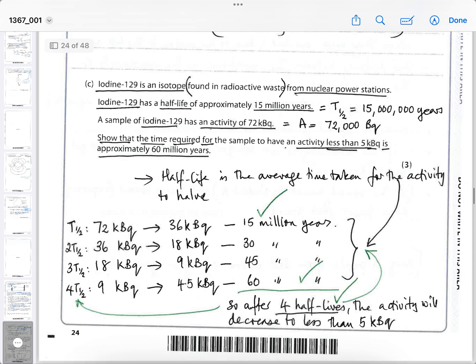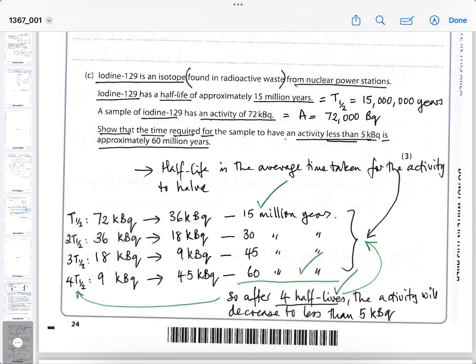It then says iodine is an isotope found in radioactive waste, iodine-129. So you need to know what isotopes are from nuclear power stations. So this is a waste product from nuclear power stations, and it has a half-life of approximately 15 million years. That means every 15 million years, the number of atoms of the isotope will go down to half of the original number. And that also means that it's less active, so the activity goes down.